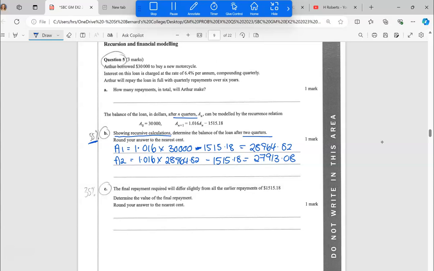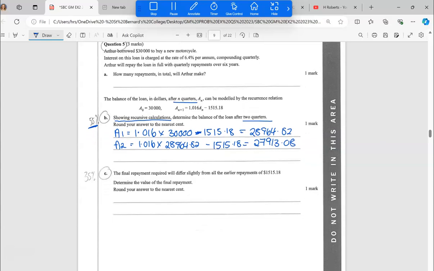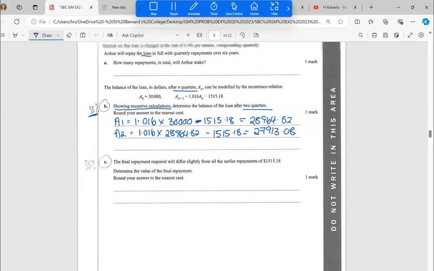Okay, the next one. Obviously, Arthur borrowed 30,000. It was a loan, okay? So up here, I should have probably read all that. But anyway, the final payment required will be slightly different from the earlier payment. Determine the final payment.